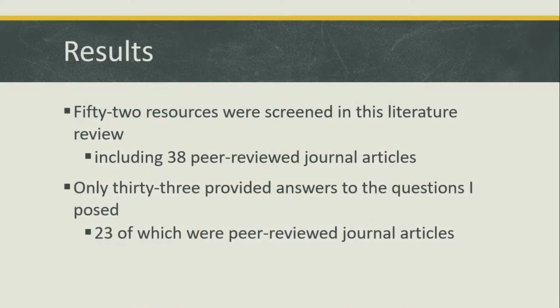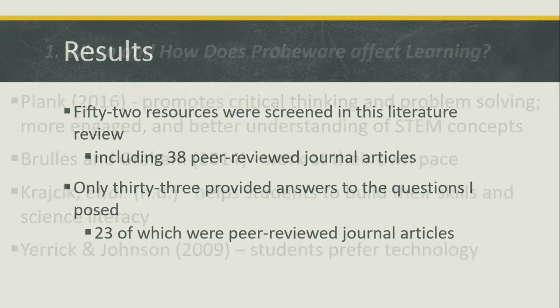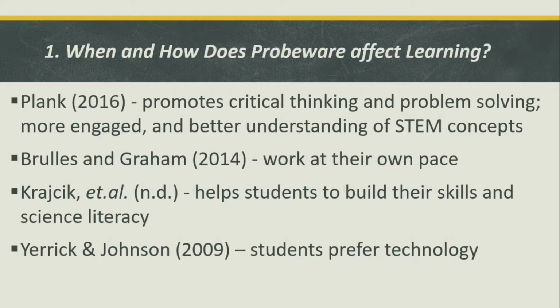So in the results, 52 resources were screened in this literature review, including 38 peer-reviewed journal articles. Only 33 provided answers to the questions I posed, 23 of which were peer-reviewed journal articles. In answering question number 1, when and how does probeware affect learning, I found the following.